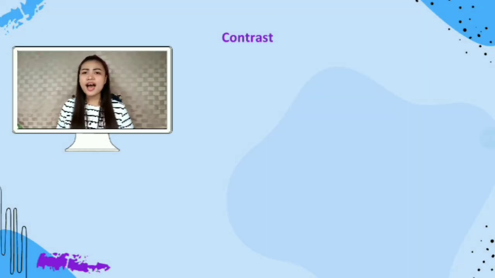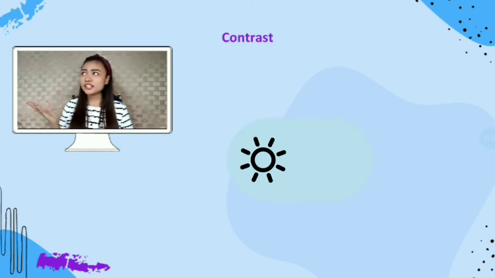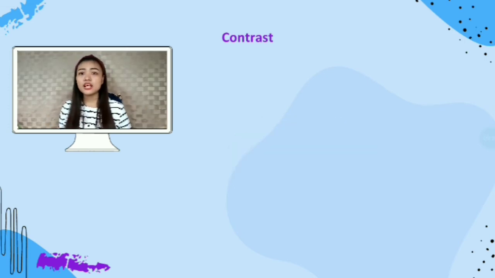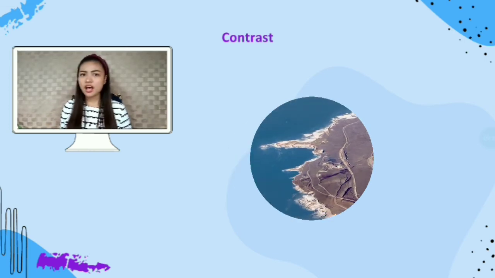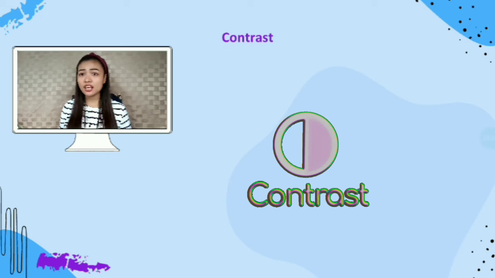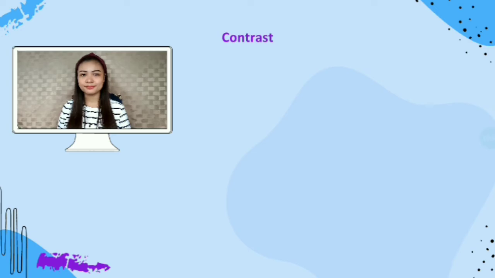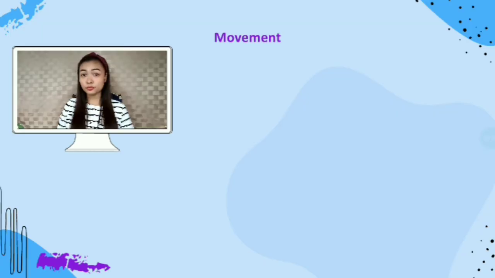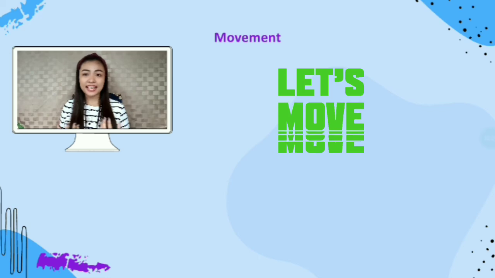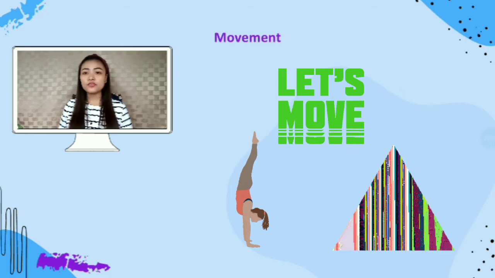Contrast. As a principle of art, contrast refers to the arrangement of opposite elements and effects, for example, light and dark colors, smooth and rough textures, large and small shapes. Contrast can be used to create variety, visual interest, and drama in an artwork. Movement is the path that the viewer's eye takes through the work of art, often to focal areas.